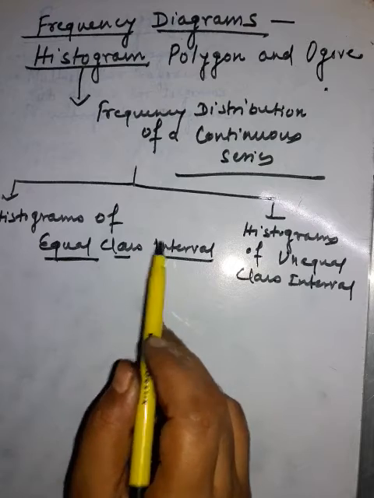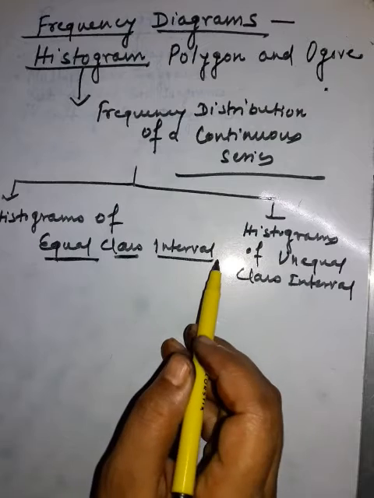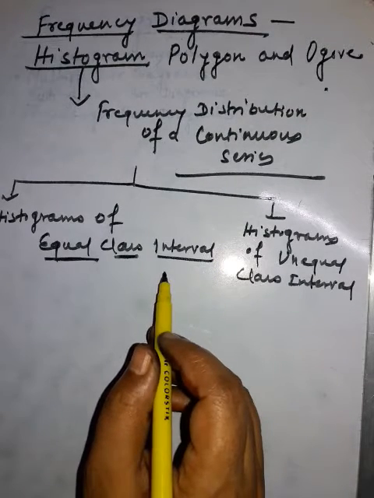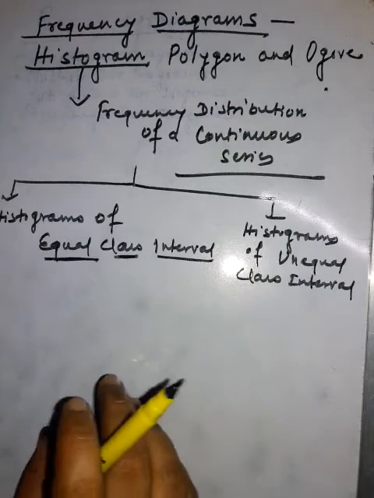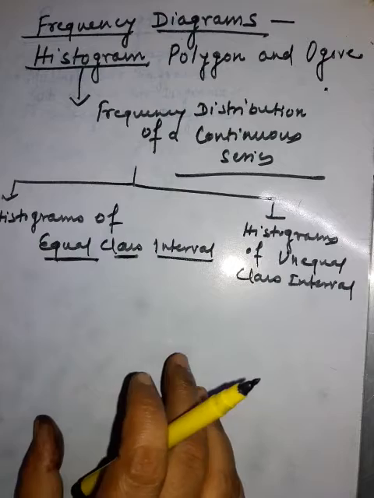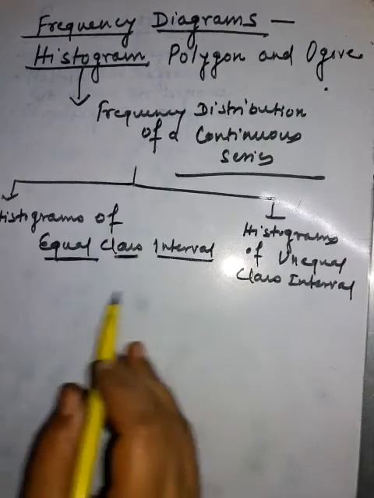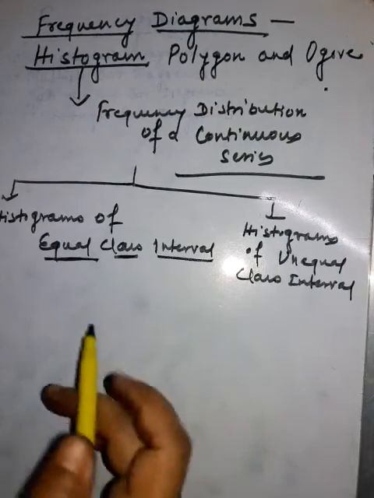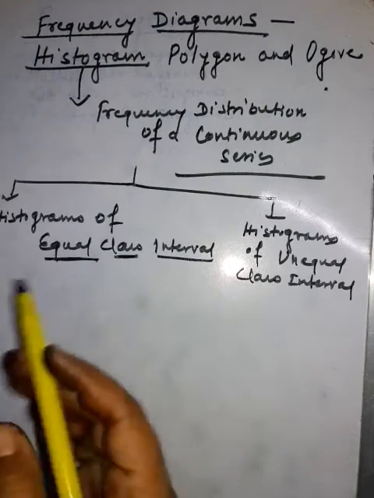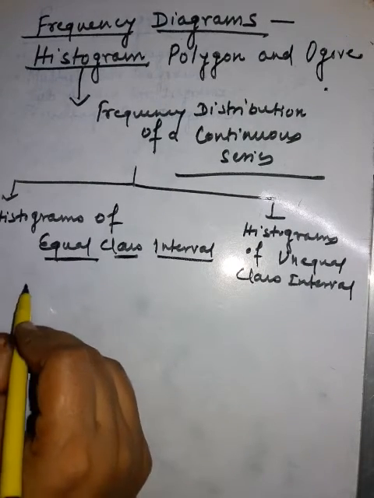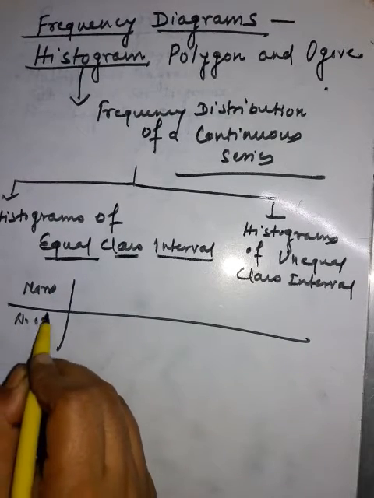Histograms of equal class interval are those which are based on data with equal class intervals. A series with equal class intervals would make a histogram with rectangles of equal widths, and the length of the rectangles would differ in proportion to the frequency of the class interval. Suppose I am drawing a histogram of equal class interval, then that would be easy to understand. Suppose we have data of marks and number of students.